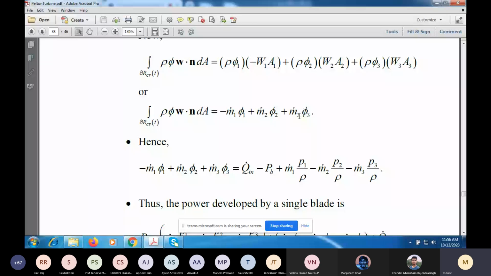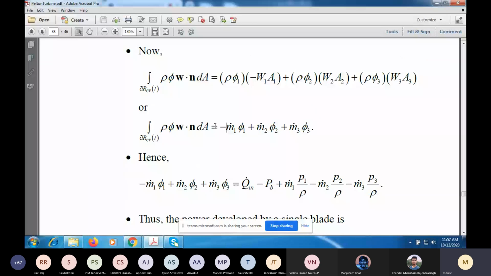So phi 1, phi 2, phi 3 are the values of phi at 1, 2 and 3. So this is the net efflux. From the inlet you have a negative sign because it is coming in. Okay, W dot N is negative. And from the outlet it is positive. So net efflux is outflux minus influx. So this is the influx, this is the outflux, and this is the net efflux.